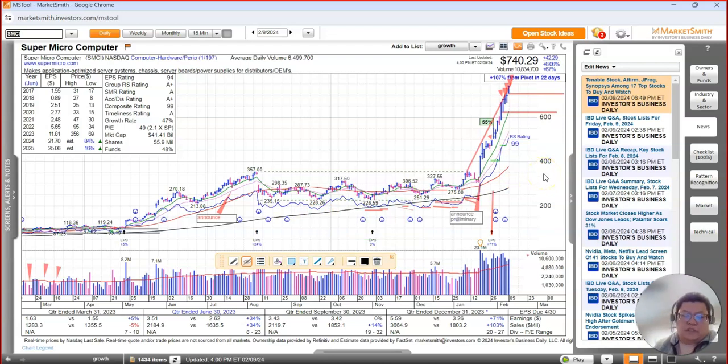Well, first, for me anyway, when it breaks out from a base and it's above 25%, and also that's usually like the IBD rule, right? 20-25%, you should start considering taking some profit. Most stocks will hit that level and that's it.